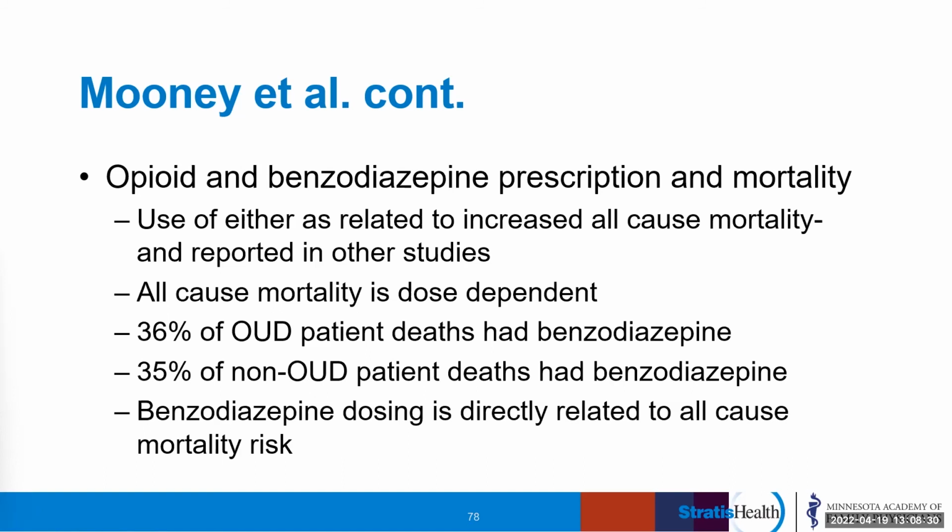So, again, opioid and benzo prescription and mortality: use of either is related to increased all-cause mortality. All-cause mortality is dose-dependent. 36% of OUD patient deaths had benzo. Remember that, that's over a third. 35% of non-OUD patient deaths had benzos. So again, benzos are there a third of the time. And again, benzo dosing: the higher the dose, the higher the all-cause mortality across the board.